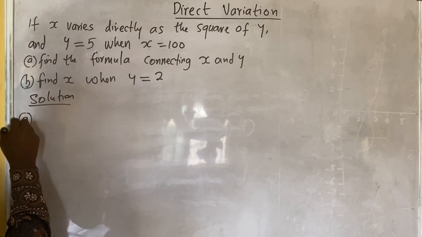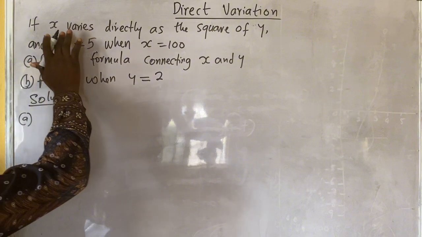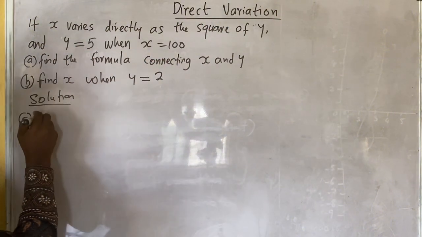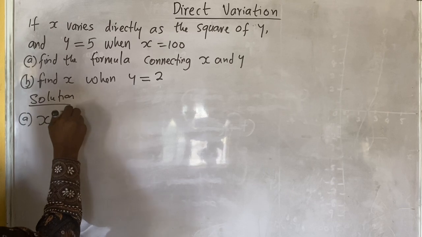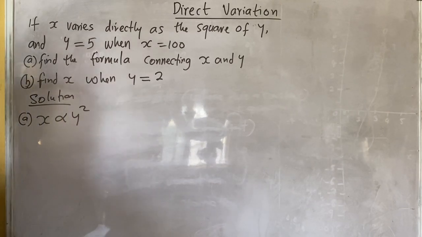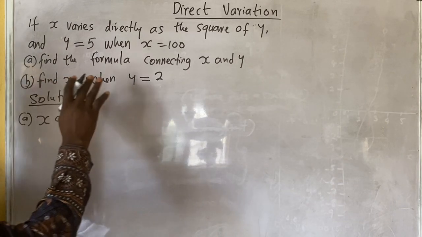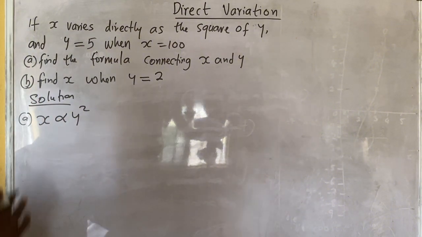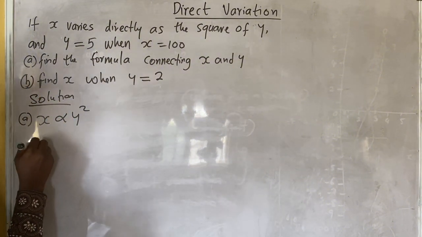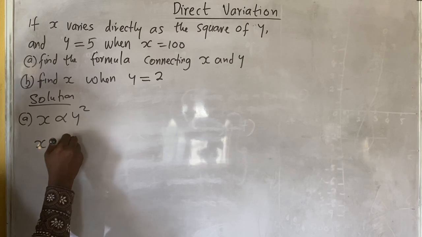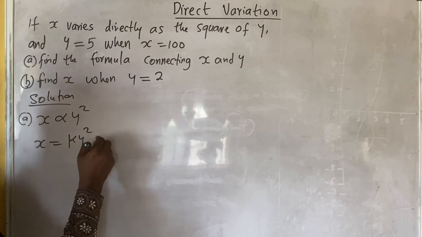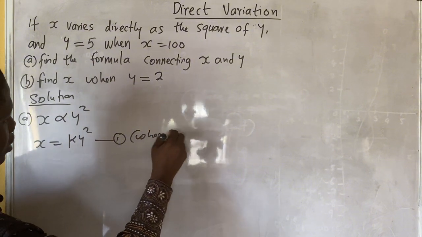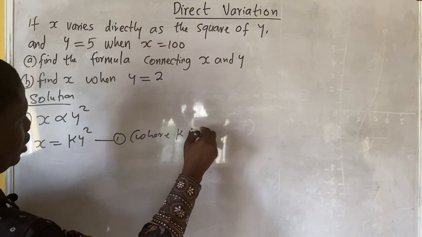Now, looking at this question, x varies directly as the square of y. So x varies with the square of y. Here, there's a need for us to introduce a constant. So we're going to have x equals ky squared. Let's call this equation 1, where k is a constant.